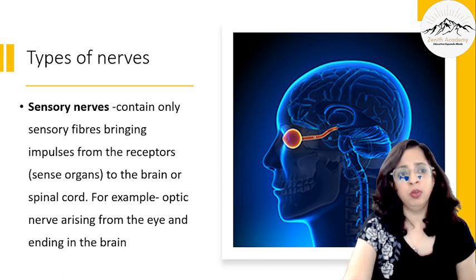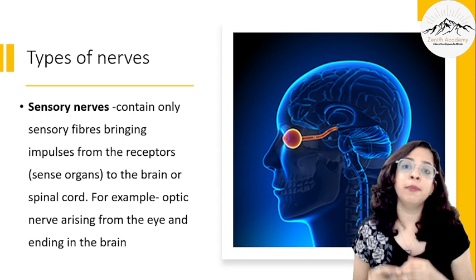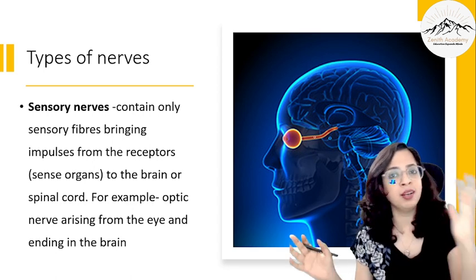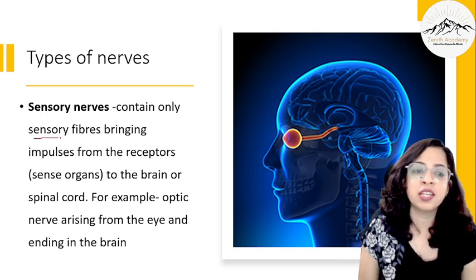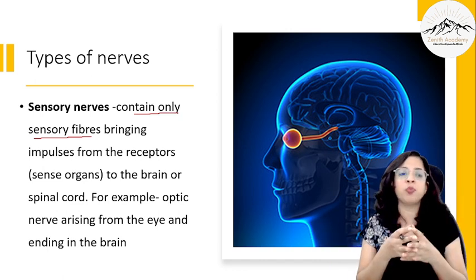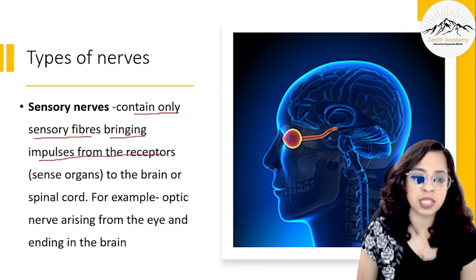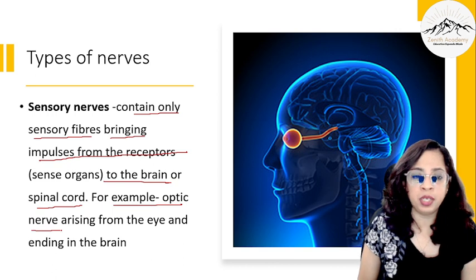Now let's talk about types of nerves. The way we had types of neurons, the same are the types of nerves, but here it is a bundle. So sensory nerves contain only sensory fibers or sensory neurons. Okay, so the bundle of all sensory neurons is known as sensory nerves, bringing impulses from the receptors to the brain or spinal cord. For example, the optic nerve arising from the eye and ending in the brain.